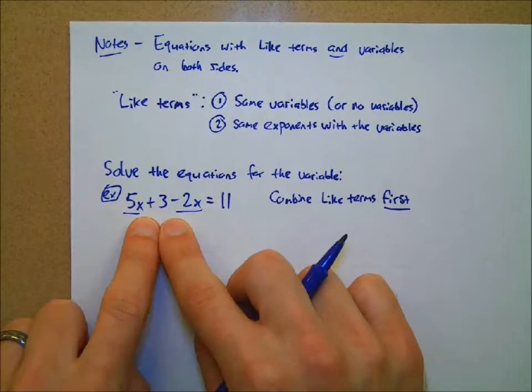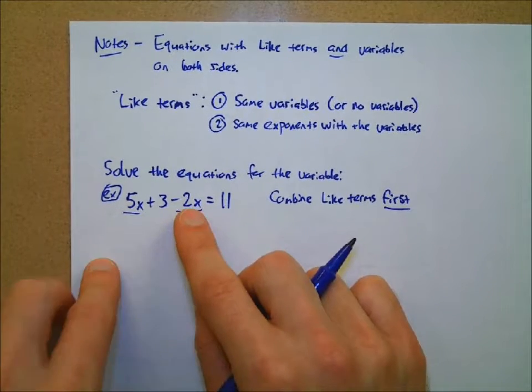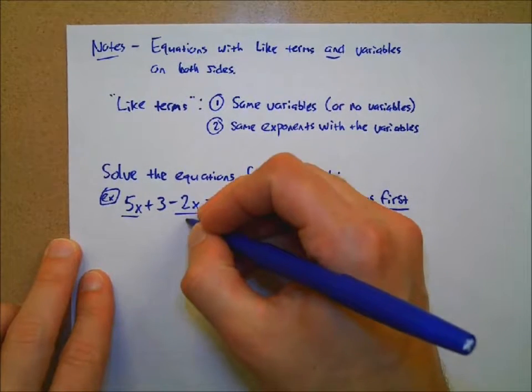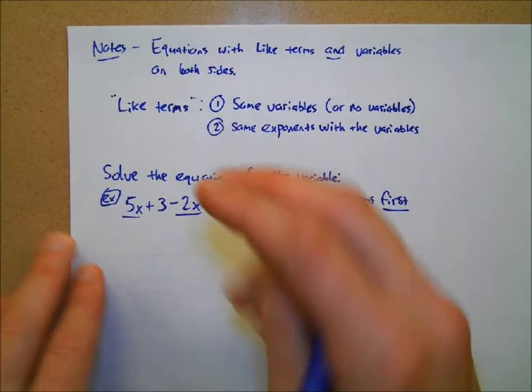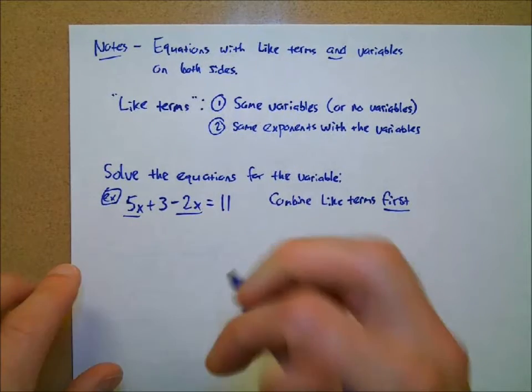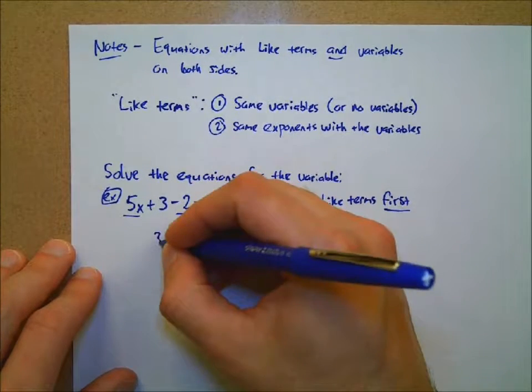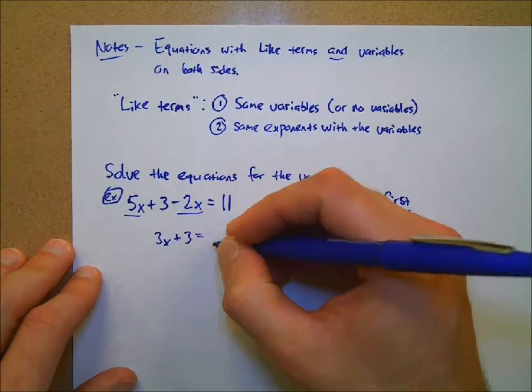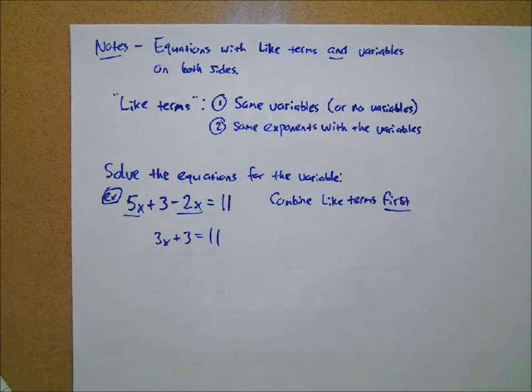Notice I'm not putting a plus 2x underneath and a plus 2x over here, because it's on the same side, I just put them together. So 5x minus 2x is 3x, plus 3 equals 11. You only do the opposite stuff when you're trying to do the same thing to both sides, not on the same side. On the same side, you just combine it together.